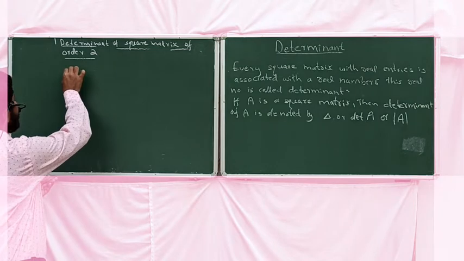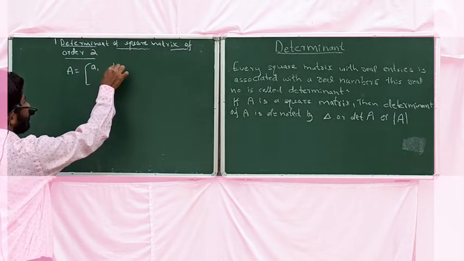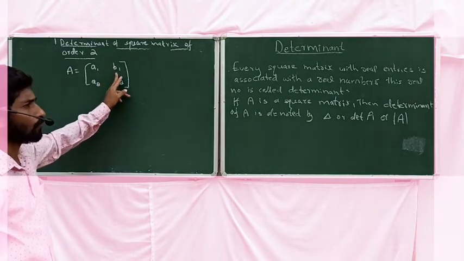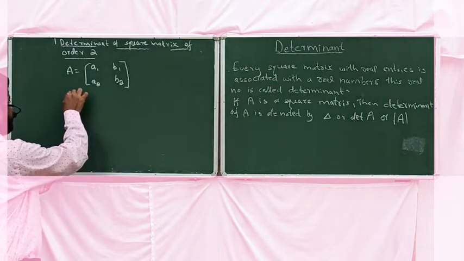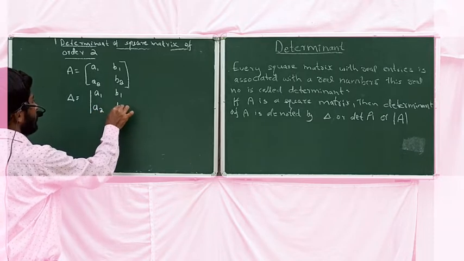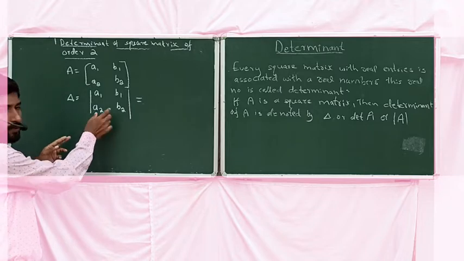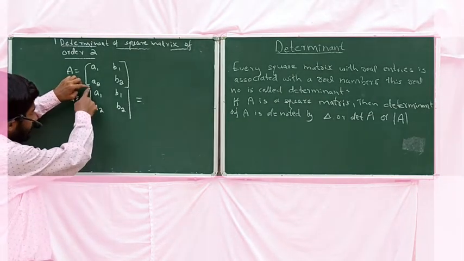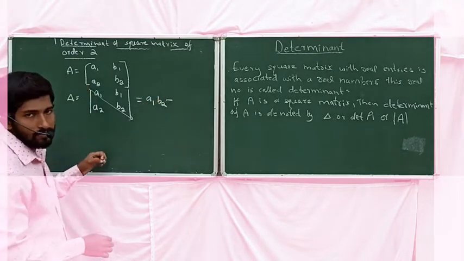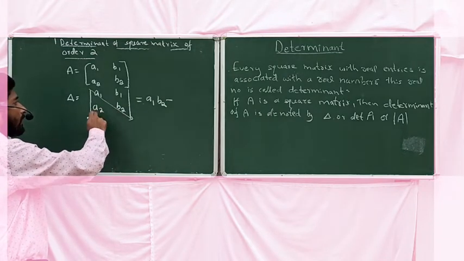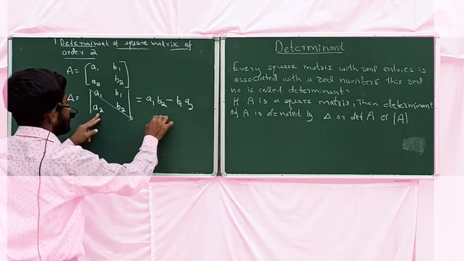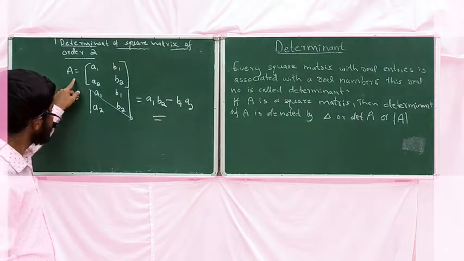Determinant of a square matrix of order 2. Suppose I am taking one matrix A is equal to a1, b1, a2, b2. This is one square matrix of order 2. Here you can see 2 rows and 2 columns are there. Now delta, that represents determinant of this matrix, you can write it as a1, b1, a2, b2. This determinant value is first to multiply principal diagonal entries. What are the principal diagonal entries here? a1 and b2. Multiply, you will get a1 b2, next minus, by formula, then product of non-diagonal entries, b1 into a2. This is the determinant value of the square matrix A.